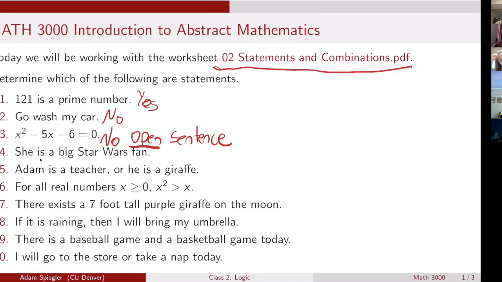Does it depend on who she is? Yeah, it's an open sentence again. Our variable is now "she," right? And you plug in different women for "she," and some people will say yes, and some people will say no. So for each person, that's either a true or a false statement, just like the previous one is for each value of x. But its truth depends on the person that we pick. So this would also be no, it's an open sentence.